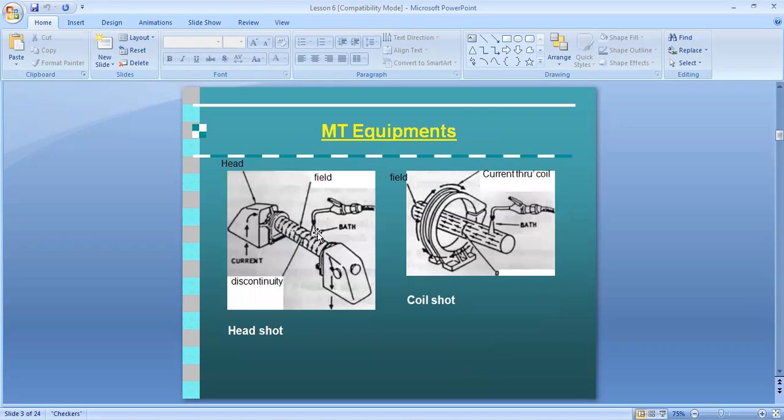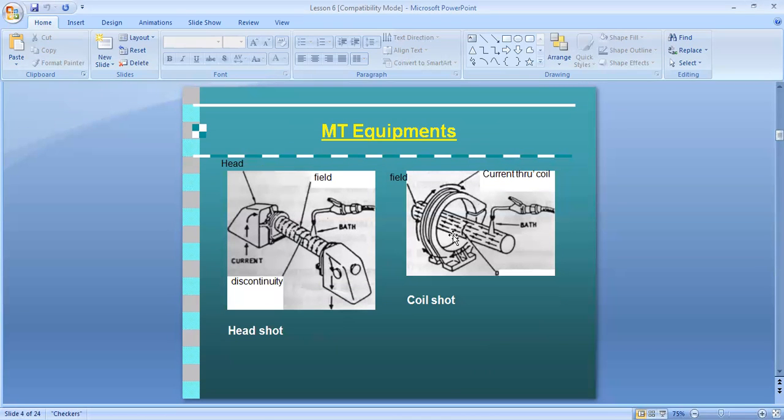See, this is the bath and this is the crack. This is the headshot arrangement, and the current is going straight and the magnetic field is circular, and you will detect this defect. So the continuous method means the bath is flowing at the same time current is flowing.